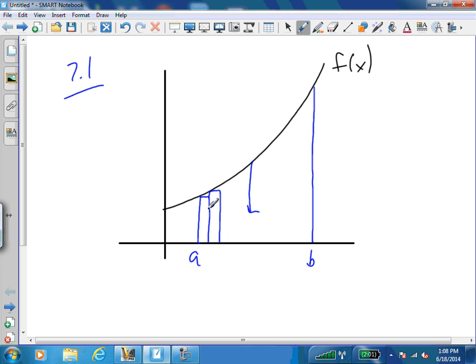And we found the area of those rectangles by taking their height, which were given by the y value, which is our f of x, times the width, and we added those up. And we saw that as we got more and more of those rectangles, and the width got smaller and smaller, that approached the exact area in this region.